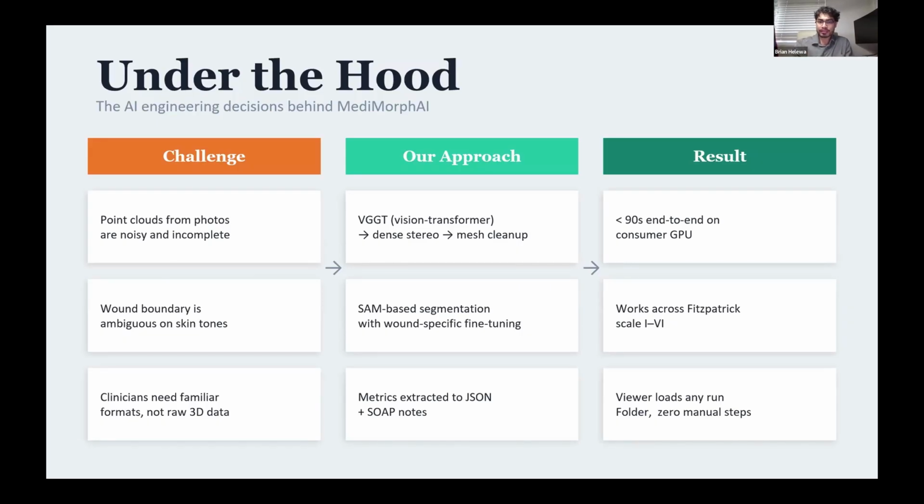And then third is clinicians don't want a point cloud view. They want a realistic 3D view. They want something that you can actually chart with these metrics. So we extract these metrics to a standard JSON format, and we use an API to draft the SOAP notes into a language they already use. And then this viewer can just be loaded and uploaded to their wound care specialist later on in the system.